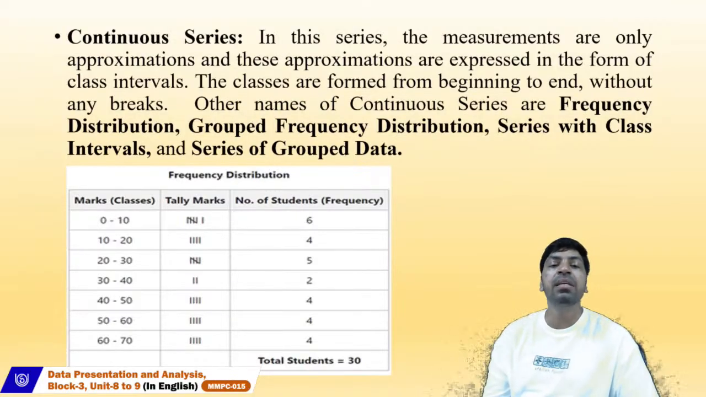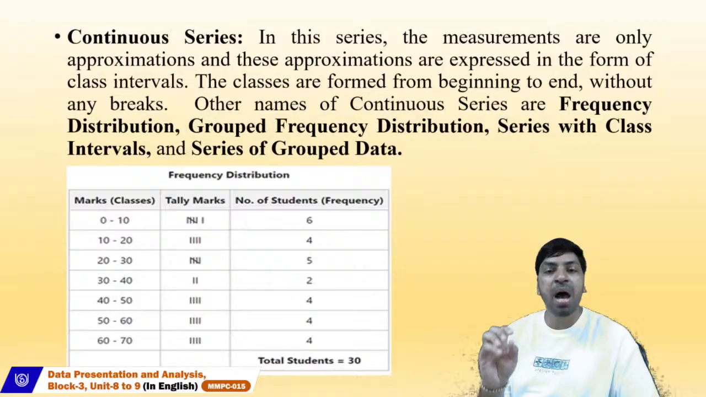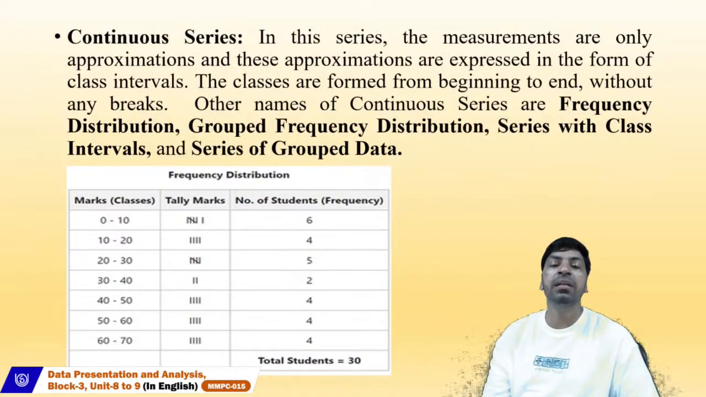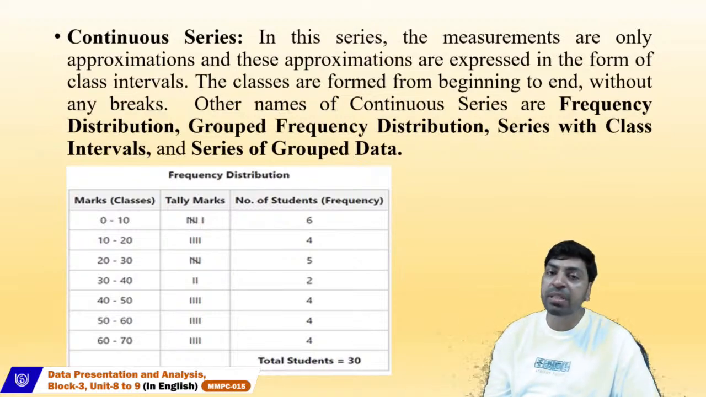In this, that means 6 students have come under the marks 0 to 10. 4 students have come under the marks 10 to 20. 5 students have come under the marks 20 to 30. 2 students come under the marks 30 to 40. Say there are 4 students whose marks come under 60 to 70.